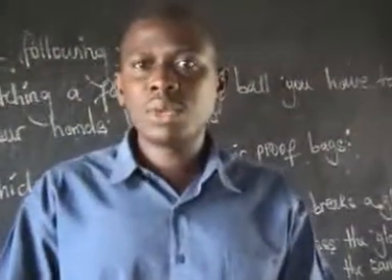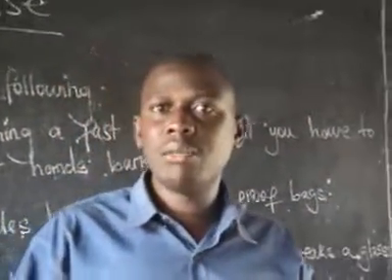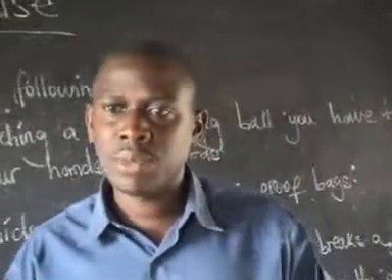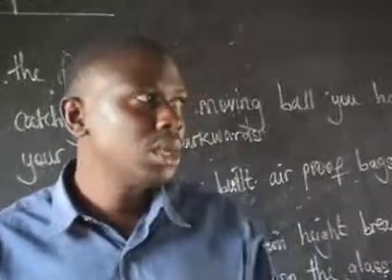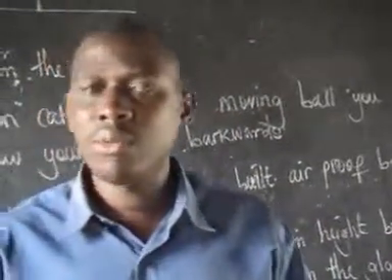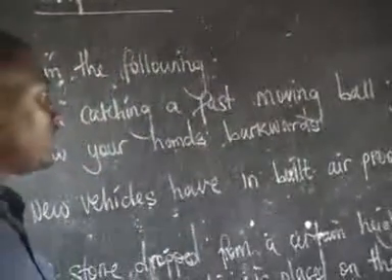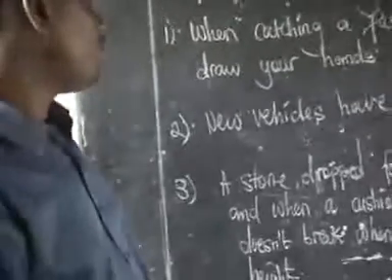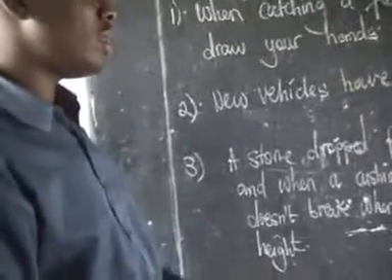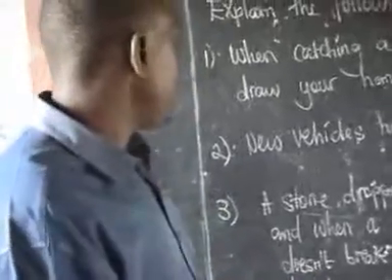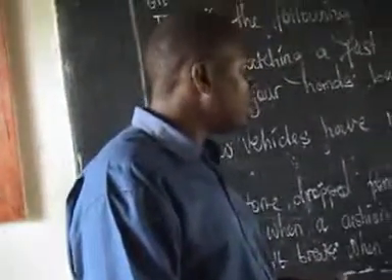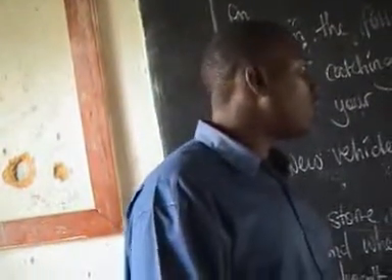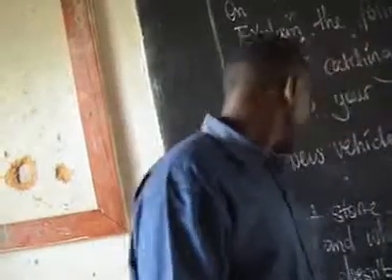Impulse is related to force and time, and it is defined as the product of force and its time of application. So with the knowledge of impulse, we shall be able to explain some of these general observations. For example, 1. when catching a fast moving ball, you have to draw your hands backwards. Why? 2. New vehicles have inbuilt air bags. What is the importance? Or how do those air bags work?